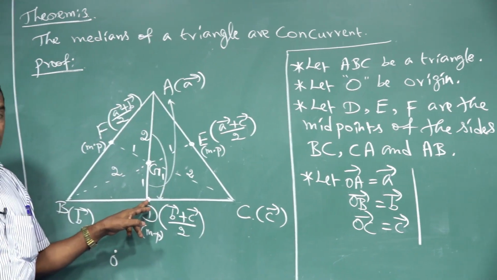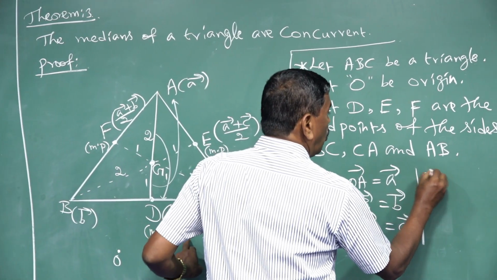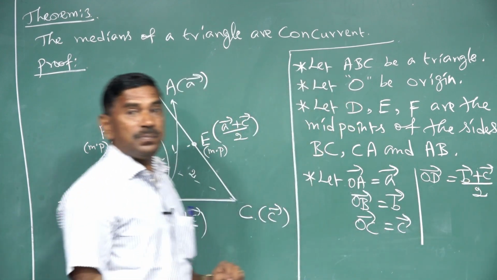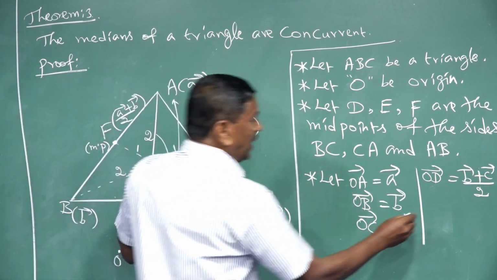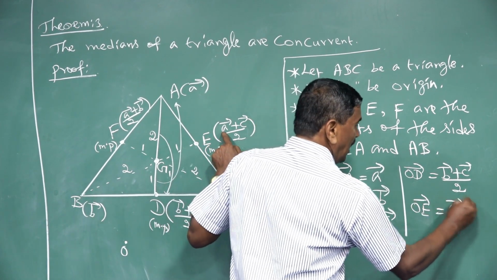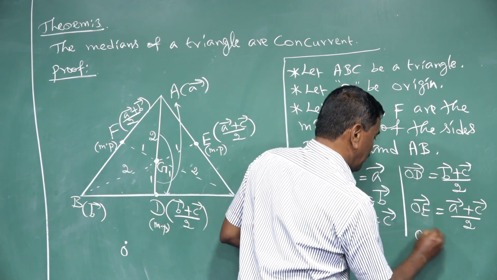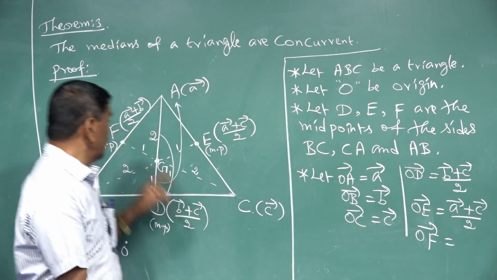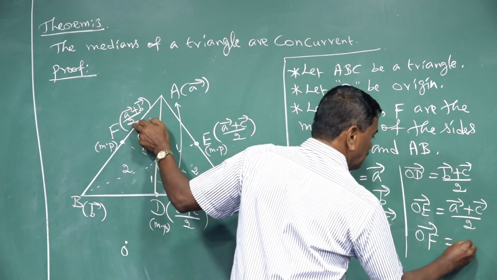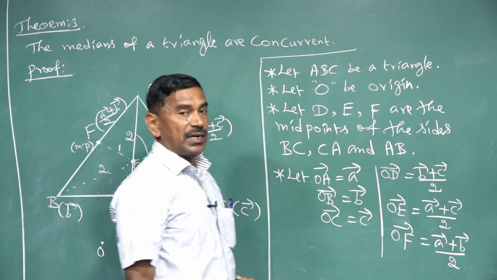Next step, OD vector is equal to B vector plus C vector by 2. Next step, OE vector is equal to A vector plus C vector by 2. Next, OF vector is equal to A vector plus B vector by 2. So the position vectors are ready.